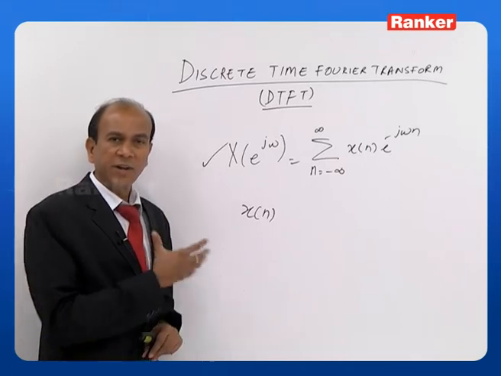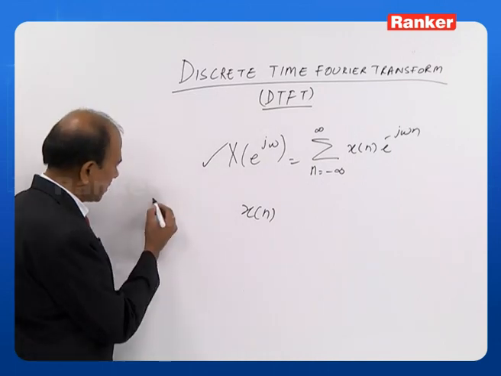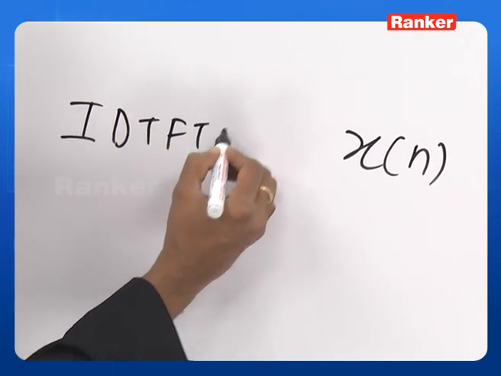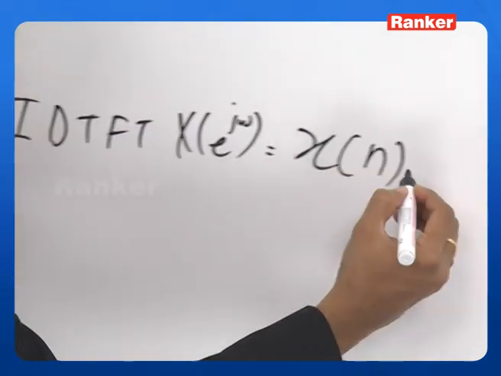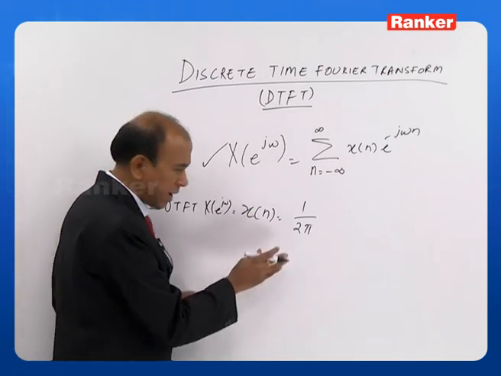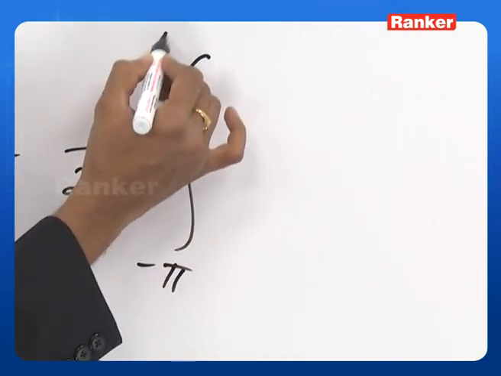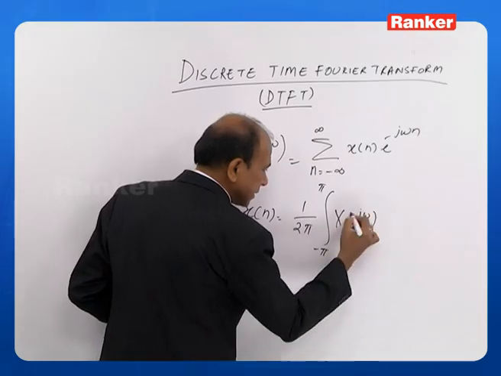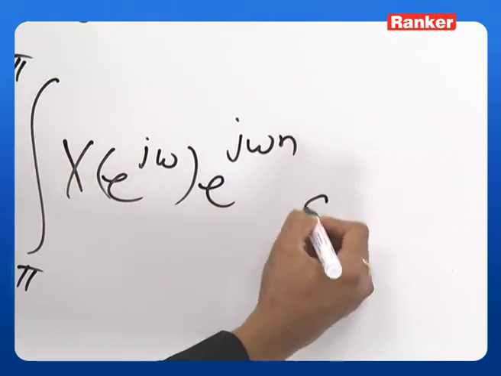The inverse discrete time Fourier transform of X of e to the power of j omega is nothing but x of n. So, this is given by 1 by 2 pi, as the whole spectrum is represented with a period of 2 pi, with integration limits minus pi to plus pi, X of e to the power of j omega multiplied by e to the power of j omega n and d omega.